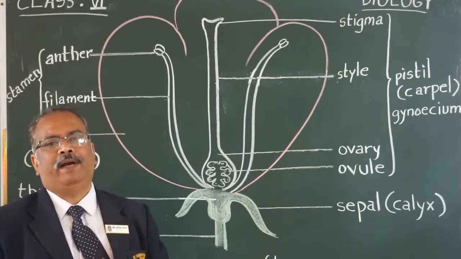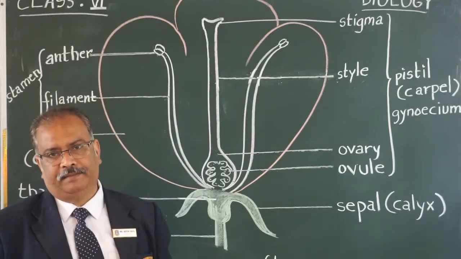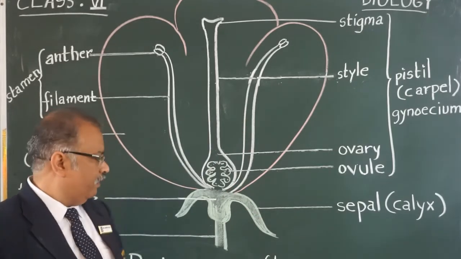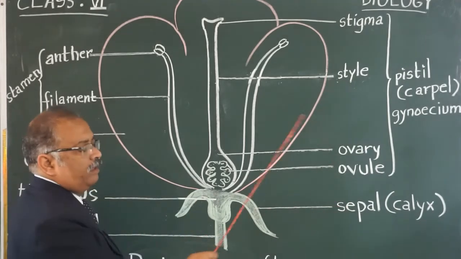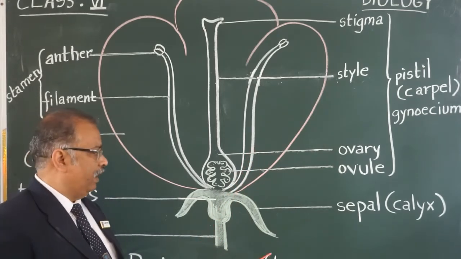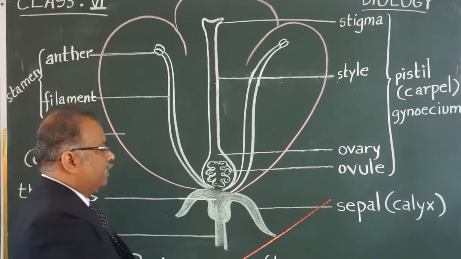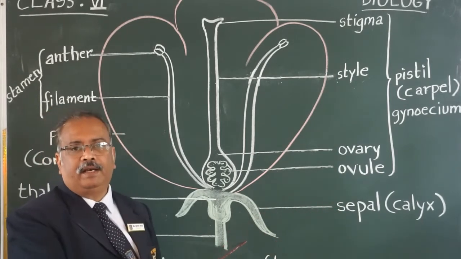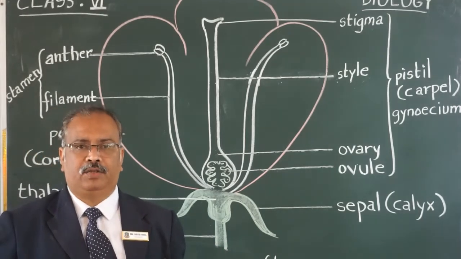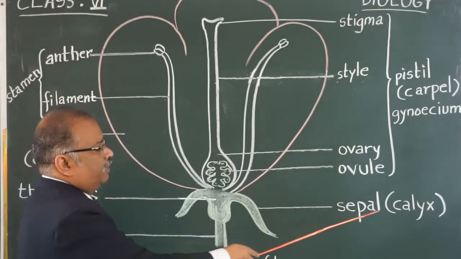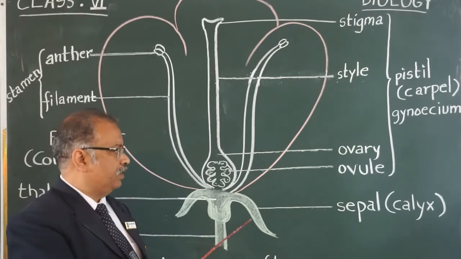Okay, this was the innermost whorl of the flower, which is also called the female reproductive part. Now one by one I will be telling you about the functions of all these parts. Let us start with the first one, the sepal, the first whorl of the flower. Collectively we call it calyx, which is made up of sepals. Sepals, as you see, are green in color. They protect the flower in its bud stage. So the function of calyx is the protection of the flower in the bud stage.